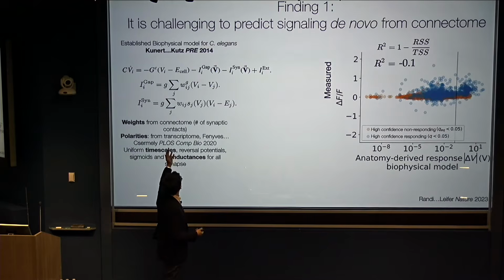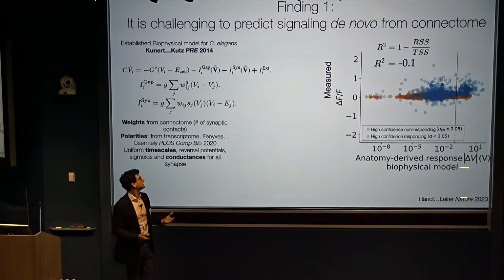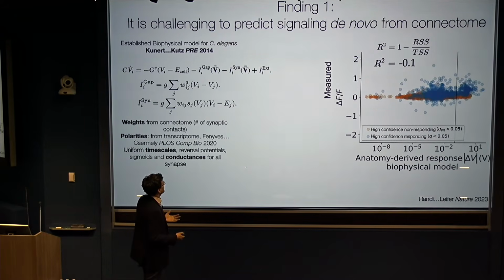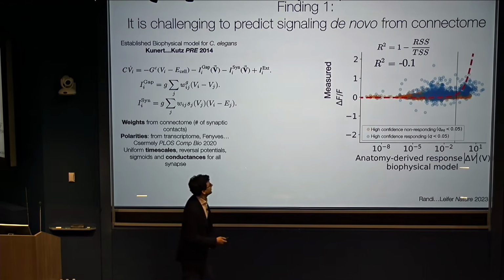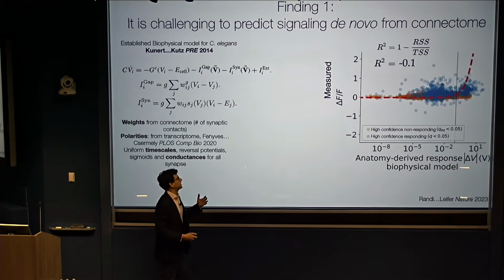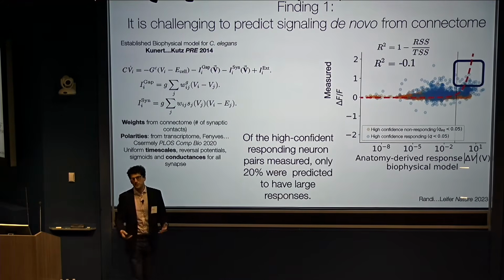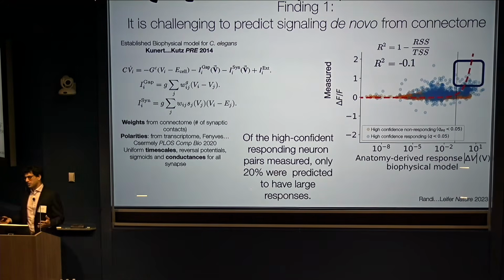But here's one example where we took kind of an off-the-shelf established model. There's a kind of mature modeling field in C. elegans. And we, in silico, repeated our stimulation experiments. And if everything agreed, it should be on this dashed line. But it doesn't all fall on the dashed line. We have a negative R squared. One way you can think about this is, of the high confident responding neuron pairs that we measured, only about 20% were predicted to have large responses in the model. So we would say that it's hard to predict de novo.